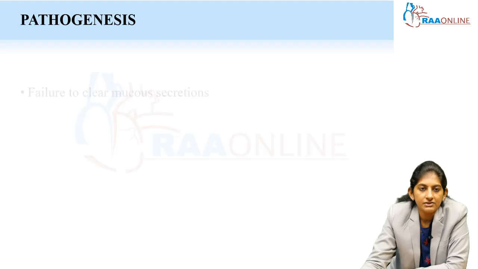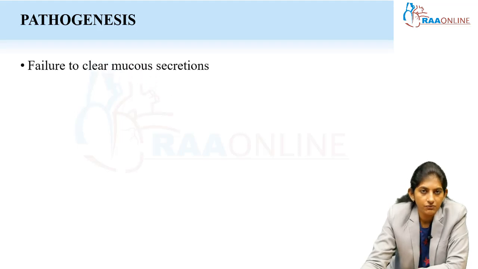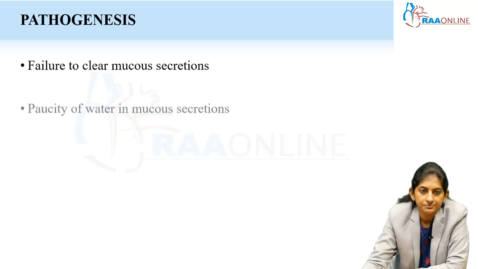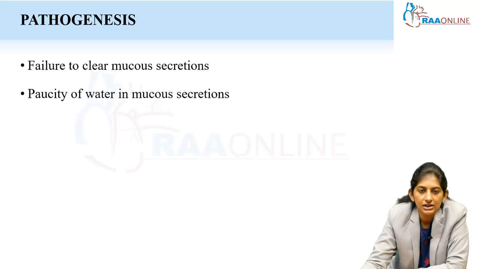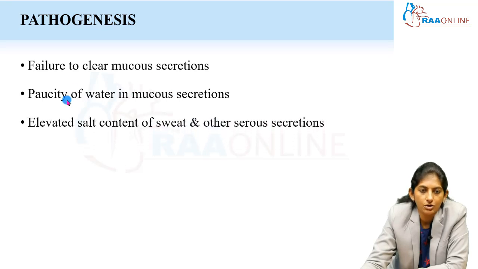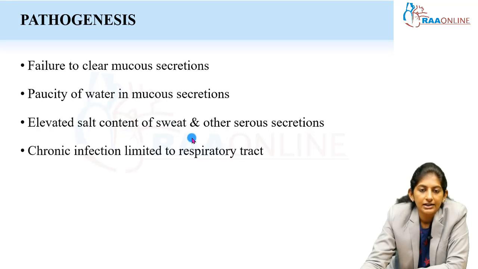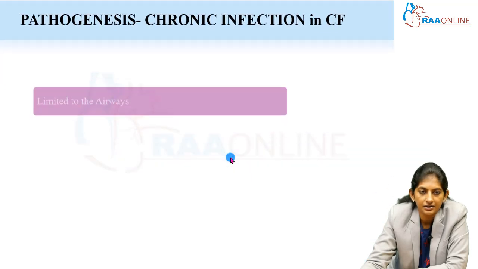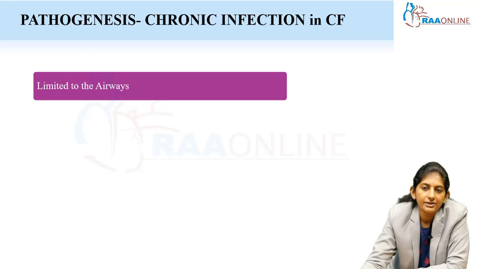Okay. So next we will move on to the pathogenesis, some of which we have already seen, isn't it? So the mucus secretions will not be able to clear. The mucus secretion will be very, very viscid because of the paucity of water. Salt content, that is the sweat chloride level, will be high, and there will be chronic infections in the respiratory tract. So why are there infections? Why does the patient have a chronic infection in cystic fibrosis?